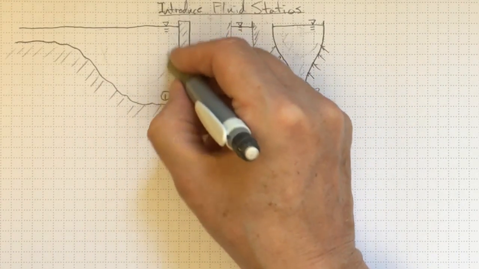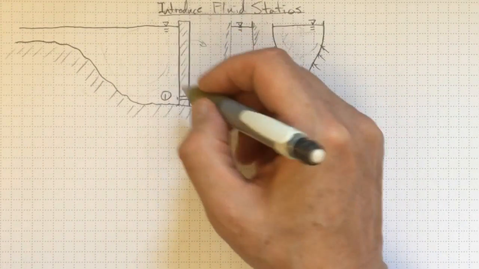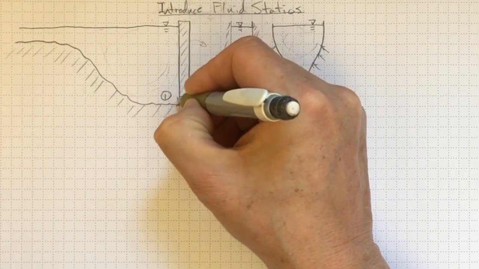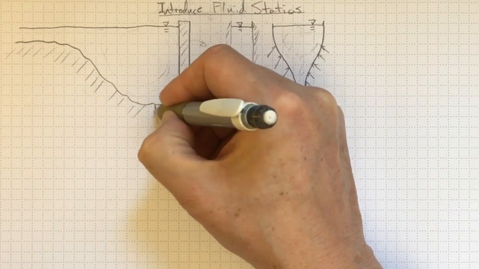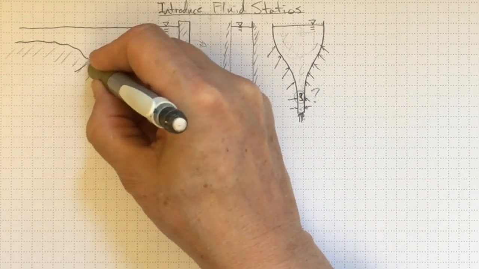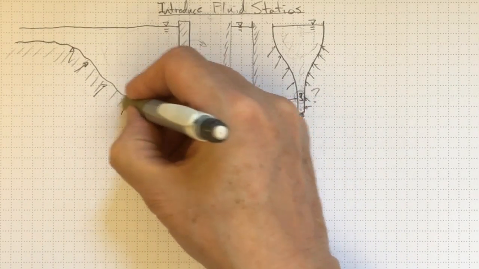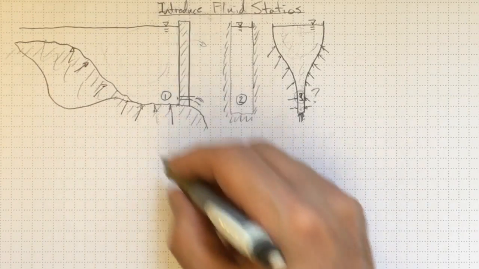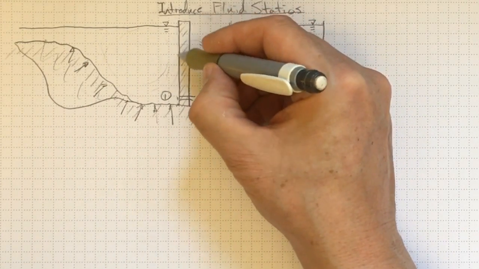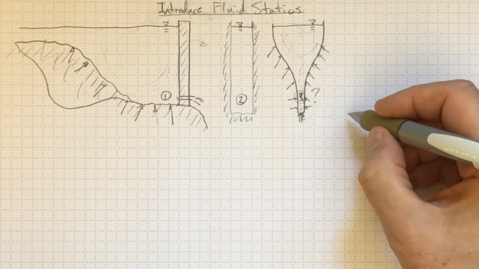Likewise, we aren't supporting all of the weight of the water behind this wall on just the area of the wall. We're also supporting a bunch of it on this part of the reservoir back here. So even if we made this reservoir much bigger, with a whole lot more weight of water behind it, we still wouldn't increase the pressure acting on this wall.